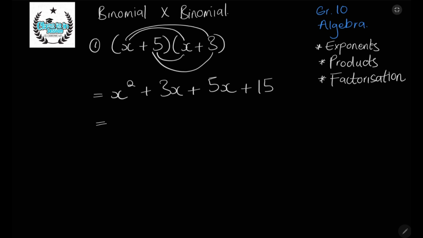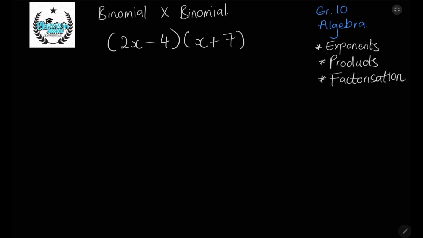Now let's look for like terms. We have x squared, 3x, 5x, and 15. We write x squared as it is. Then 3x plus 5x, those are like terms. We say 3 plus 5, which is 8. Then we have to account for our x. Plus 15. This is your final answer.